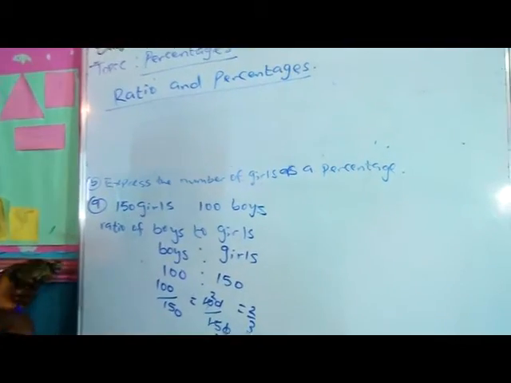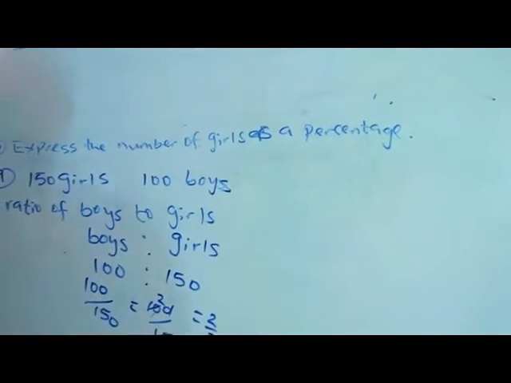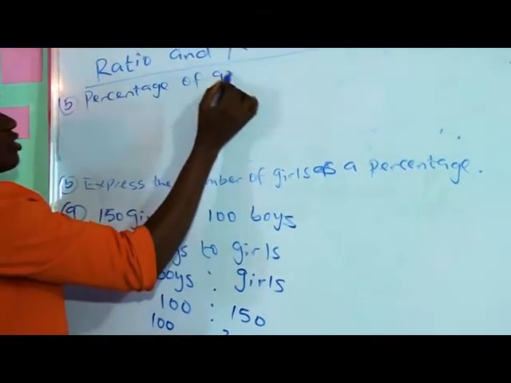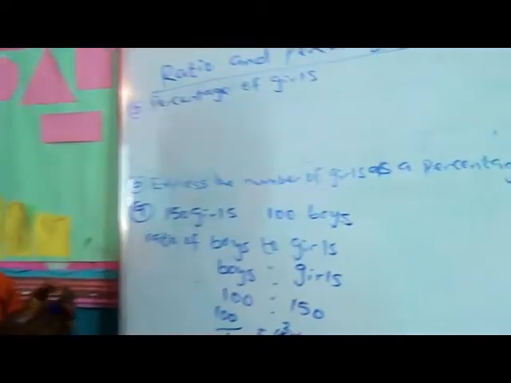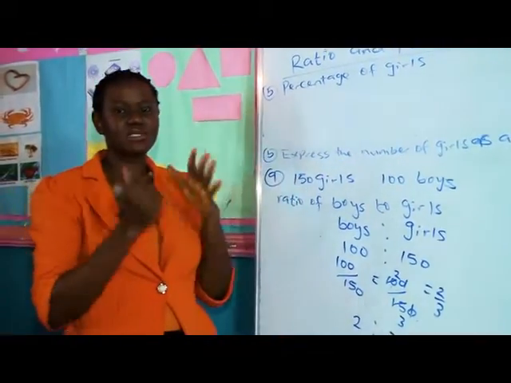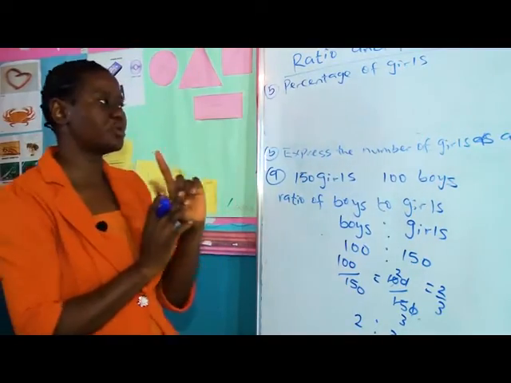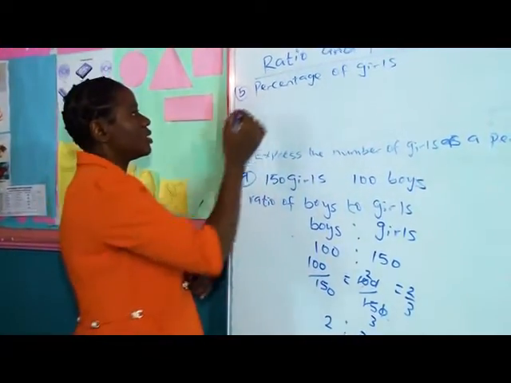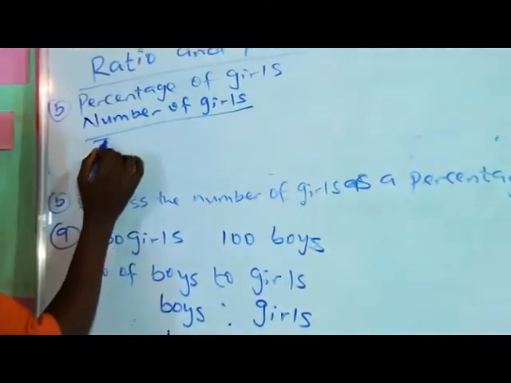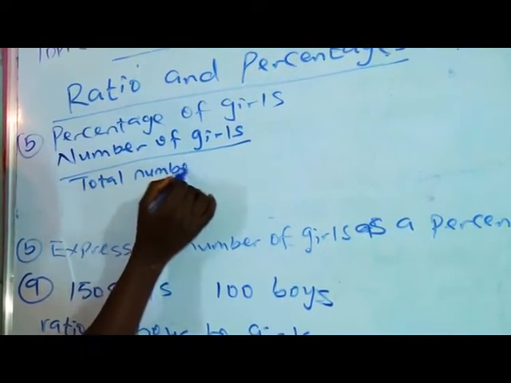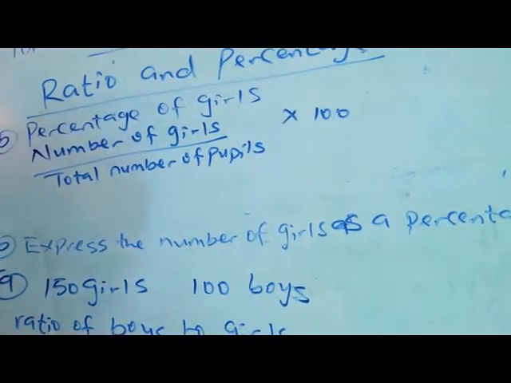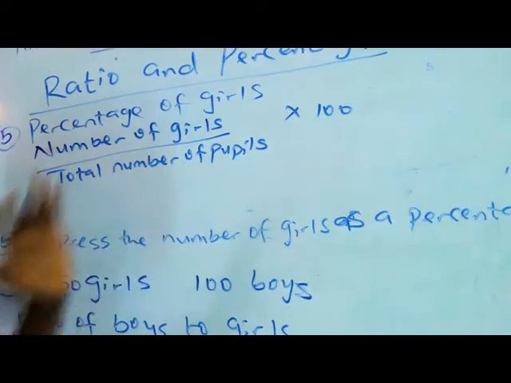The second question, express the number of girls as a percentage. That means we are looking for the percentage of girls. To get this, we'll find the number of girls divided by the total number of pupils times 100 to give us the percentage. So this gives us number of girls divided by total number of pupils, times 100.